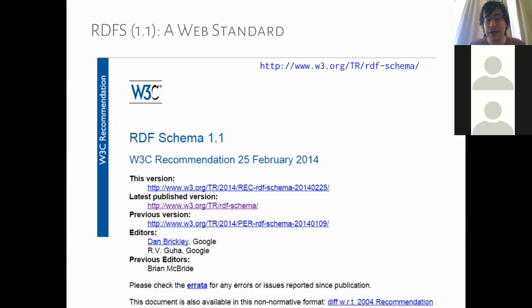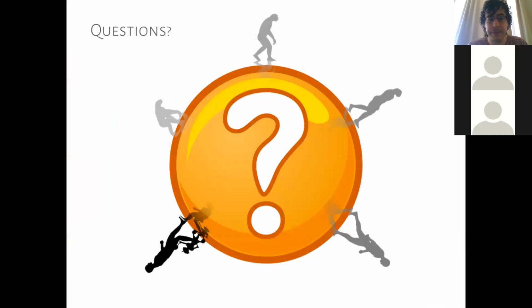Okay, so again, RDFS is a web standard. The idea is that hopefully people on the web would use this to define the semantics of their data, particularly their RDF data. And it has been quite widely used. Yep, so any questions or comments?